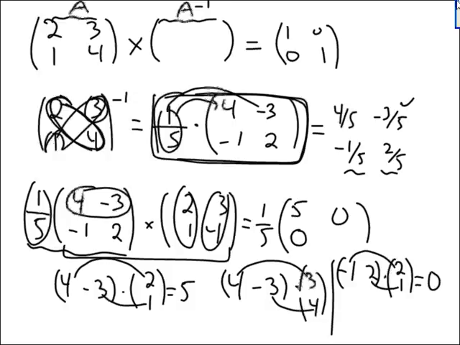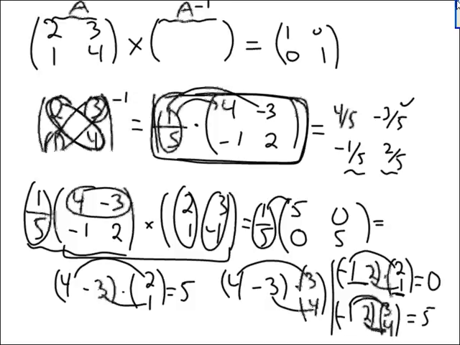Second row, first column. That's where I put it. Second row, second column: negative 3 plus 8, or 8 minus 3. It's 5.